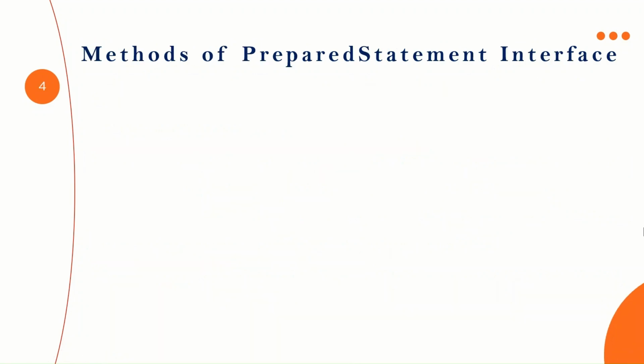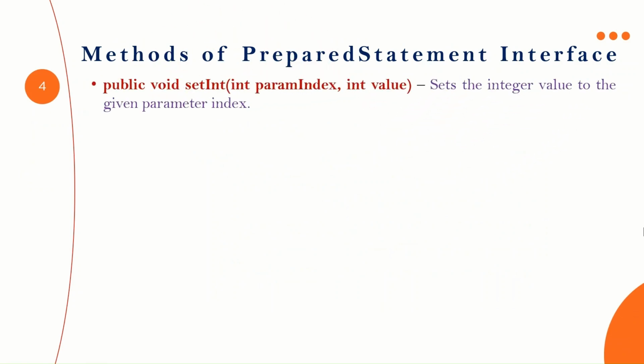Now coming to the methods of the PreparedStatement interface, we have the setInt method, which takes two parameters. One is the parameter index and one is the value. So it sets the integer value to the given parameter index.